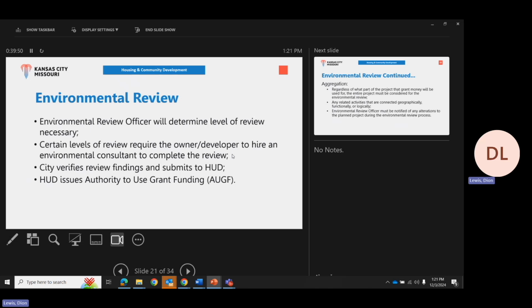The city verifies review findings and submits to HUD. That's clear. HUD issues authority to use grant funding. If HUD doesn't issue that authority, you have no contract, you have no money. This process may take you 3 months. This is why I say start now. Because if this holds up your contracting, here's my deal: when that 12-month period ends and you haven't contracted with the city, I'm taking the money back.